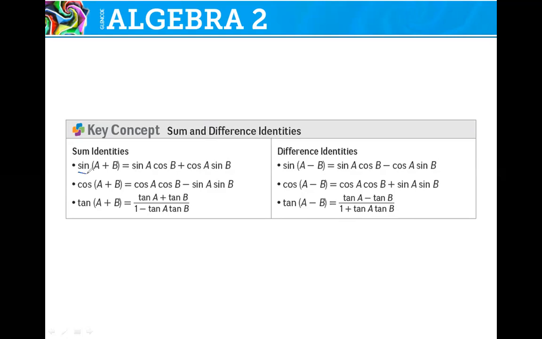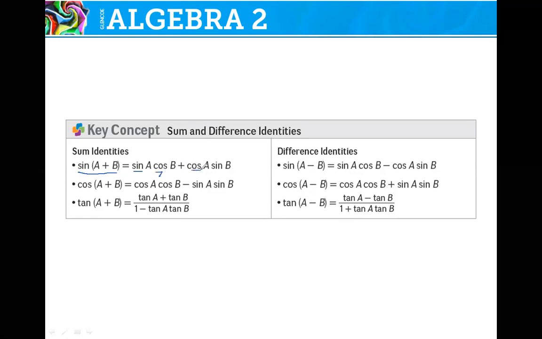So the first rule: sine of the sum of two angles equals sine the first angle cosine the second angle, plus cosine the first angle sine the second angle. It means sine A plus B equals sine A cosine B plus cosine A sine B. Okay, so this is the first rule for addition.